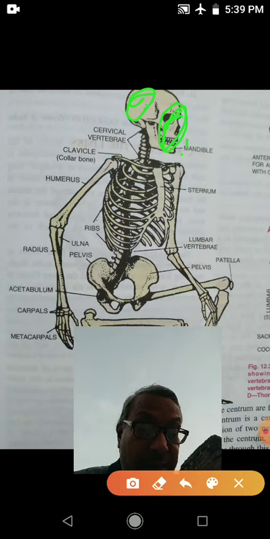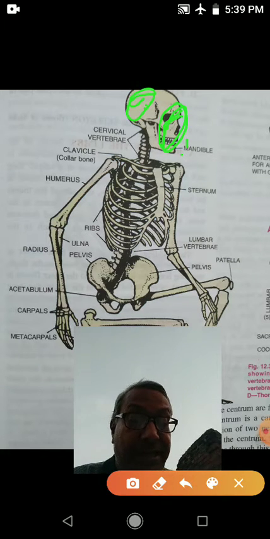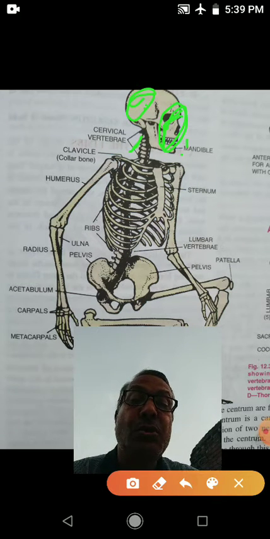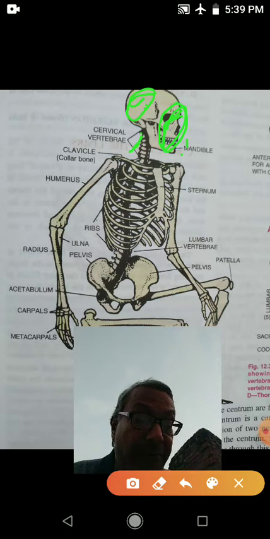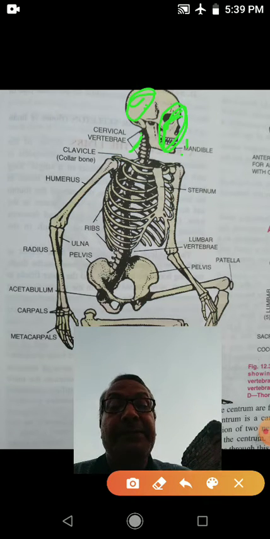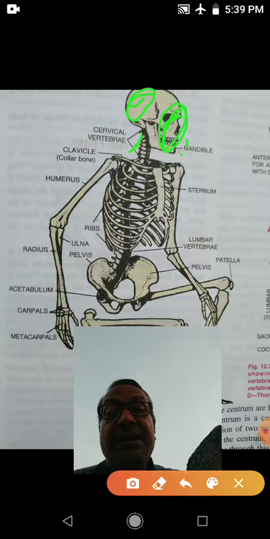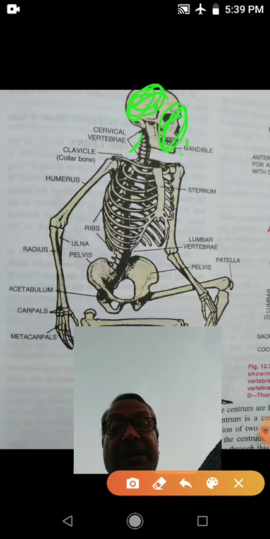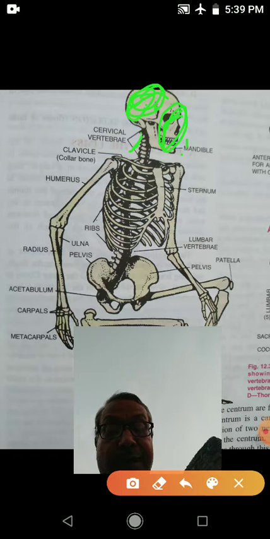In the back part of the cranium, a large hole is present. This large hole is called the foramen magnum, and through this hole, the spinal cord from the brain emerges. In the cranium, the brain is found. That's why it is called the brain box. And from the brain, the spinal cord will emerge. So from the cranium through the foramen magnum, the spinal cord is coming.